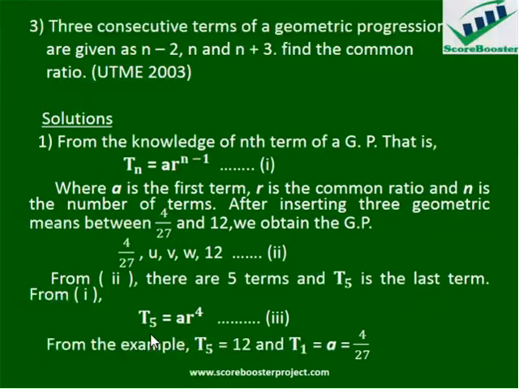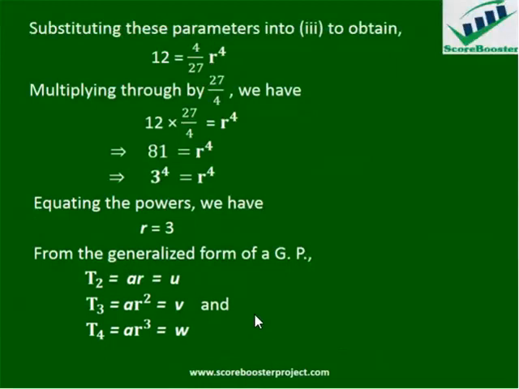From the question, the value for T5 is 12, and the value for T1, which is also the first term represented as a, is equal to 4/27. So since we have the value for T5 and a, we have to obtain the value for the common ratio r. So substituting these parameters into 3 to obtain r, we know that T5, which is 12, equals 4/27 multiplied by r raised to the power 4.